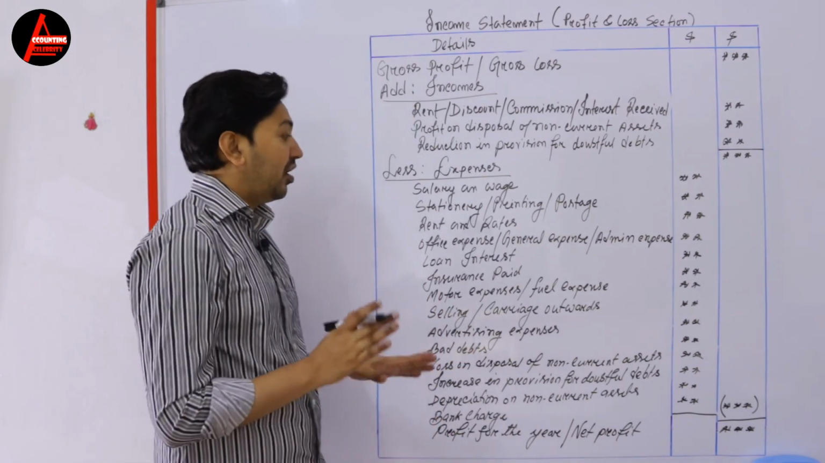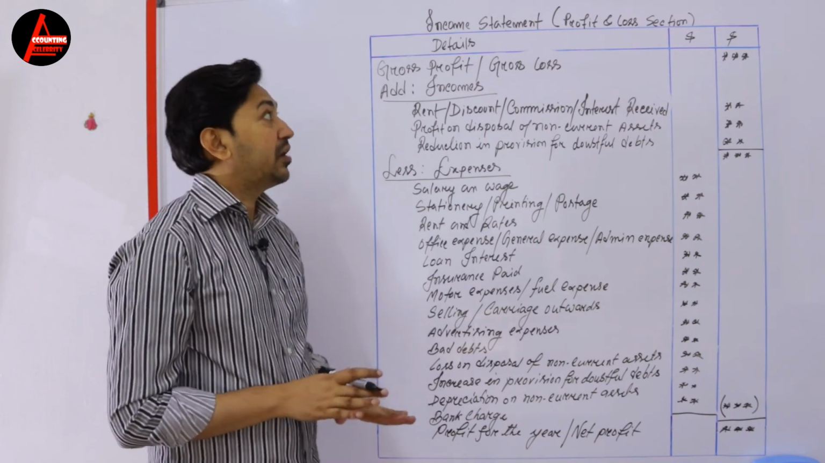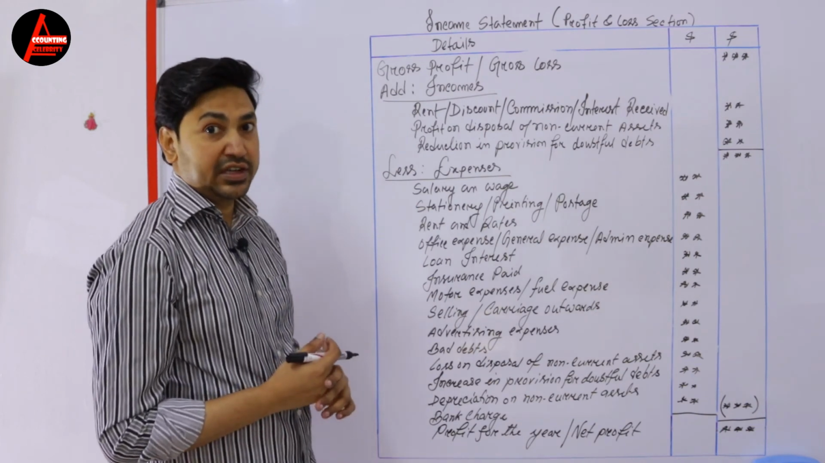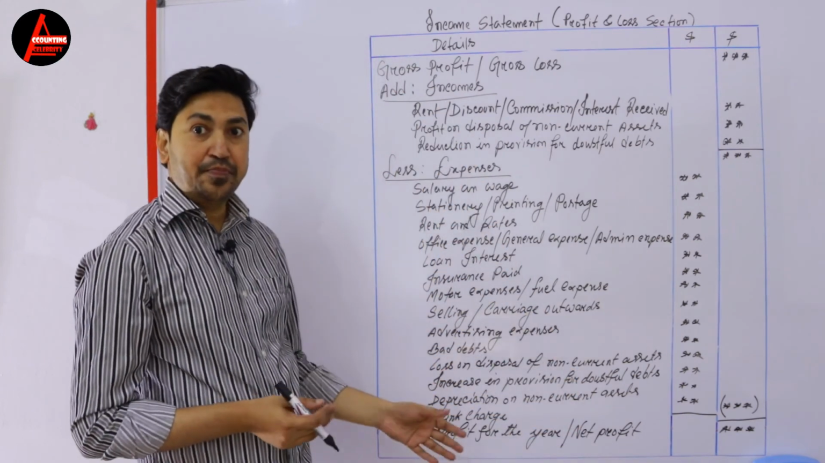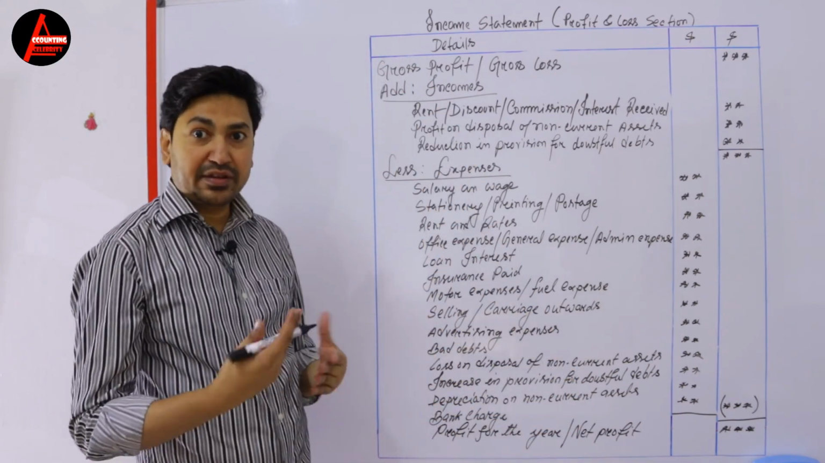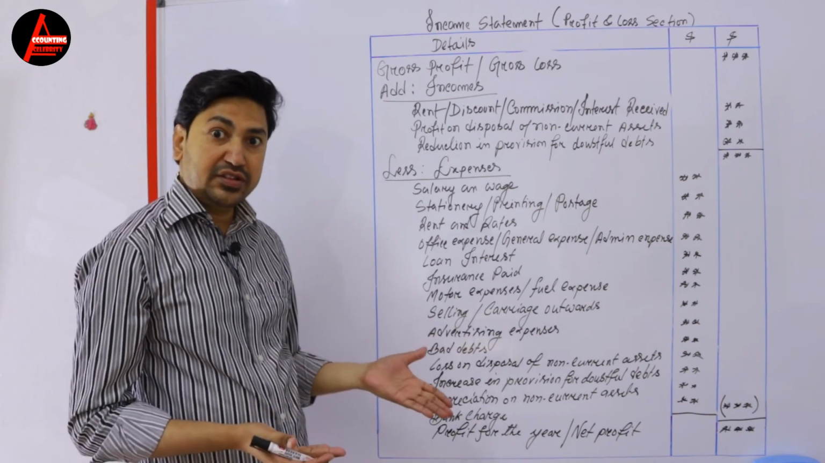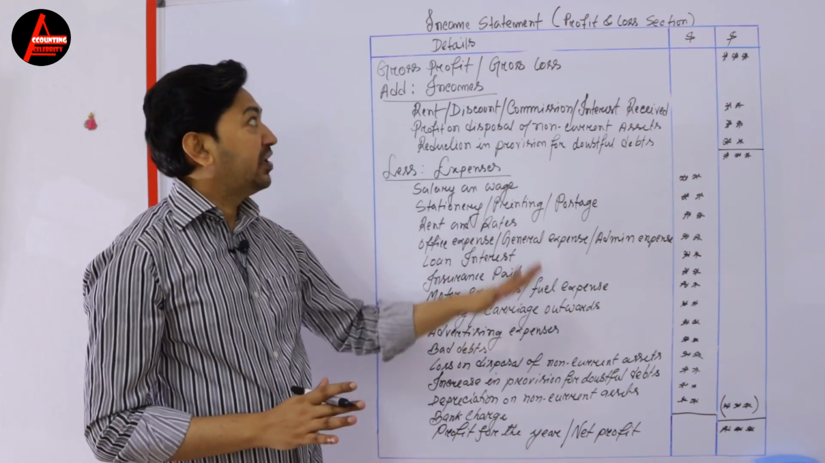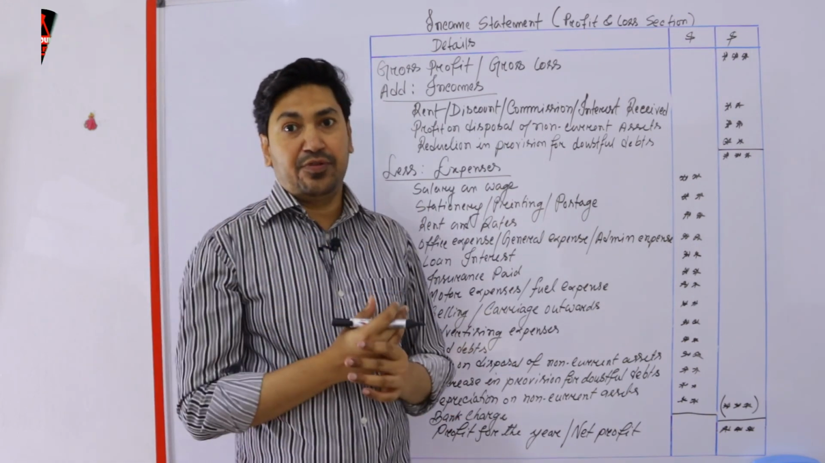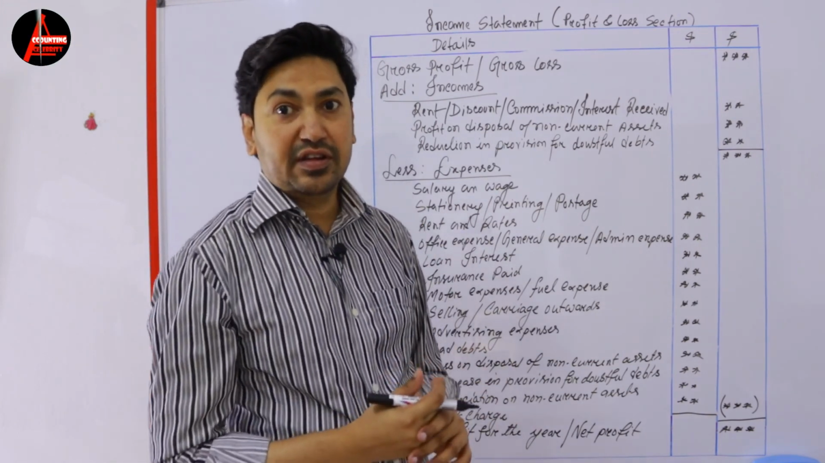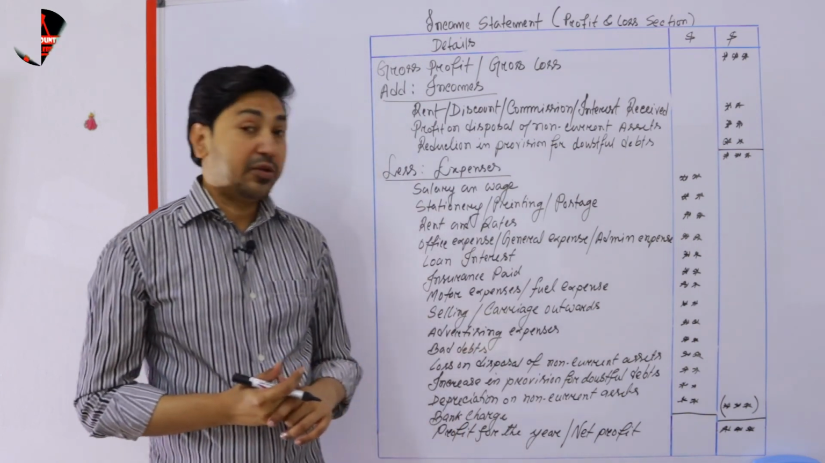So this is all about the income statement, profit and loss account section. It is very easy if you remember these items. Watch this video several times, then you will find that you are prepared with this income statement. All these items will stick in your brain. You will not forget. Okay, so this is all about today's lesson.